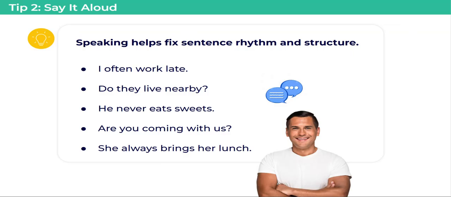Tip 2 would be to say it aloud. Speaking helps fix sentence rhythm and structure. I often work late. Do they live nearby? He never eats sweets. Are you coming with us? She always brings her lunch.